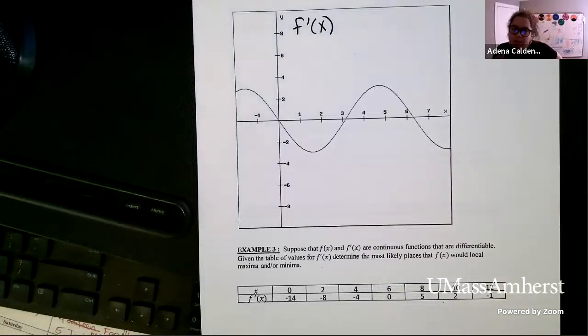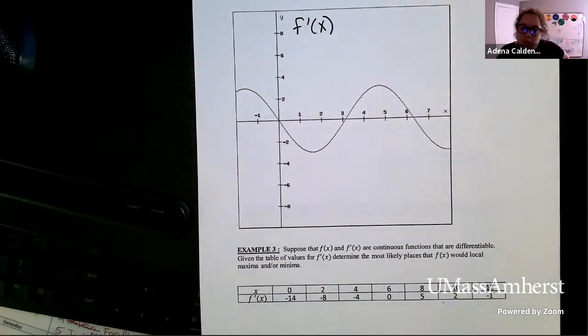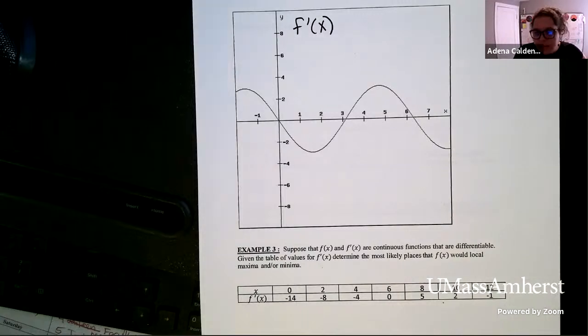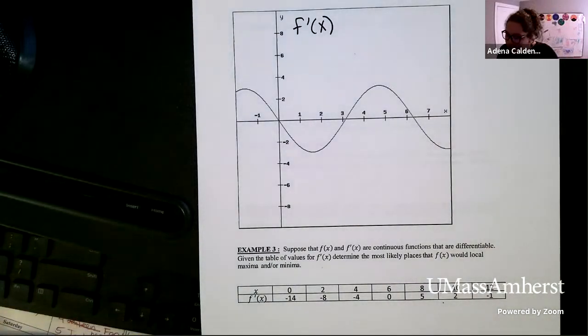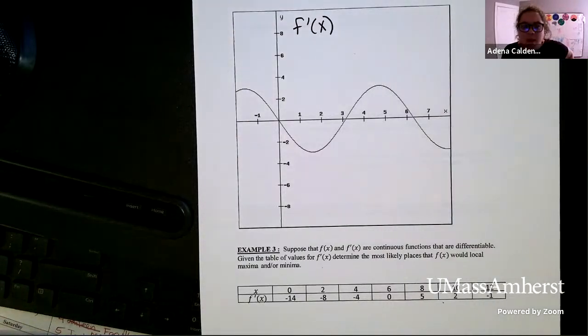Okay, so I want you to take 2-3 minutes. First, label all your critical points, and then think about how we can use that first derivative test to classify them as local maxes or local mins based on how they change signs. Okay, so take about 3 minutes.